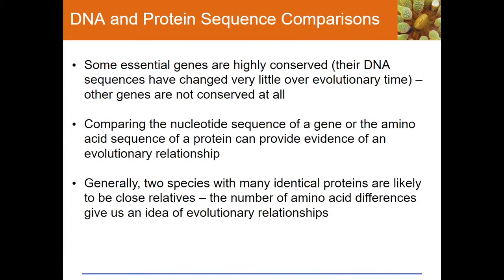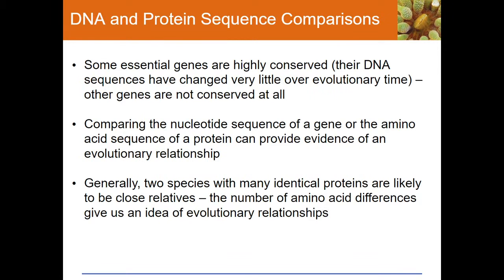DNA and protein sequence comparisons. Some essential genes are highly conserved, which means they are important. You have to have these. If they mutate too much, you die. So the DNA sequences have changed very little over evolutionary time, and other genes are not conserved at all. Some genes can just mutate like crazy because they don't do anything. Comparing the nucleotide sequence of a gene or amino acid sequence of a protein can provide evidence of an evolutionary relationship, as we said. Generally, two species with many identical proteins are likely to be close relatives.